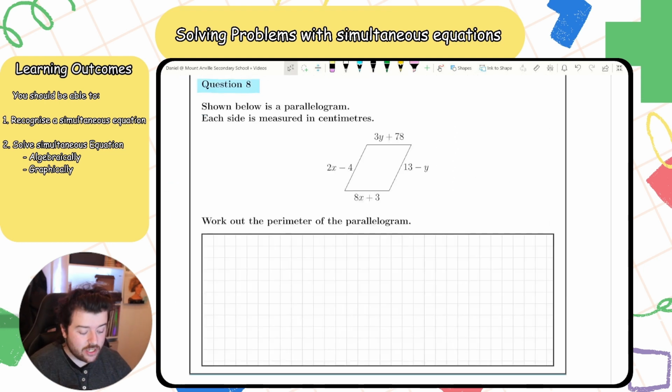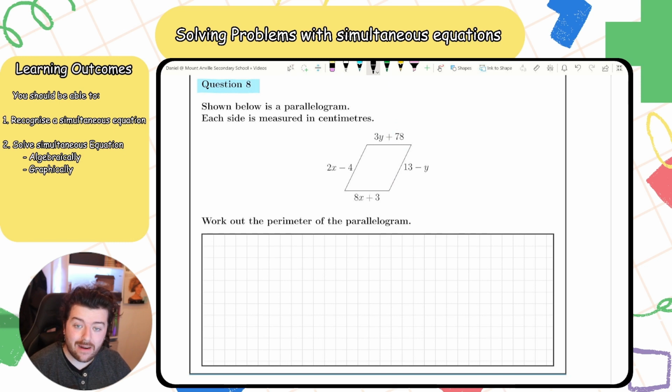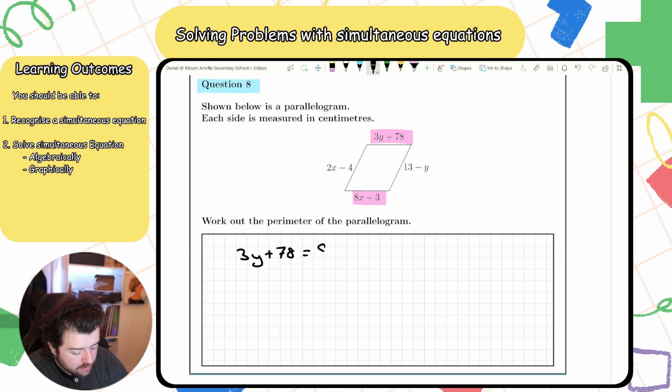So the last question is involving a parallelogram. I'm asking this question to work out the perimeter of the parallelogram, but I don't know what x is and I don't know what y is. But what I do know is opposite sides in a parallelogram are equal. So let's see if we could do something with that. So I have 3y plus 78 is equal to 8x plus 3.